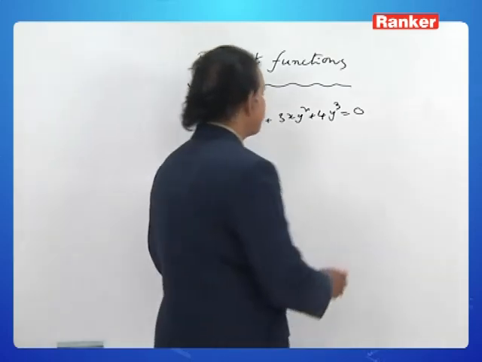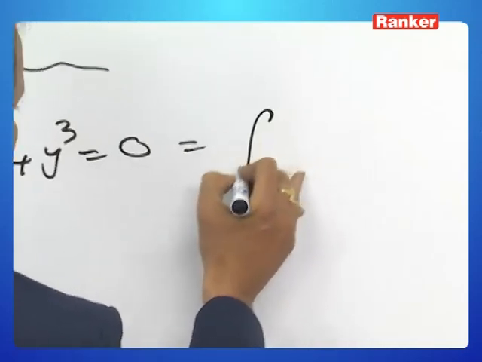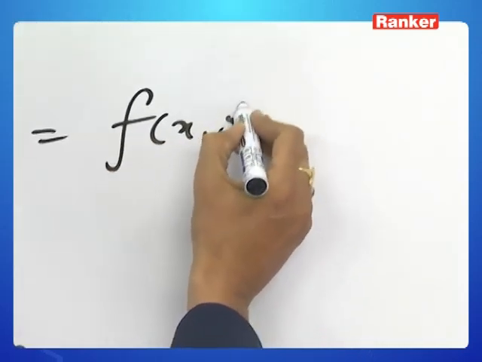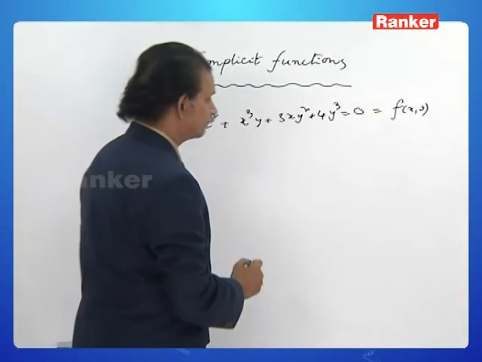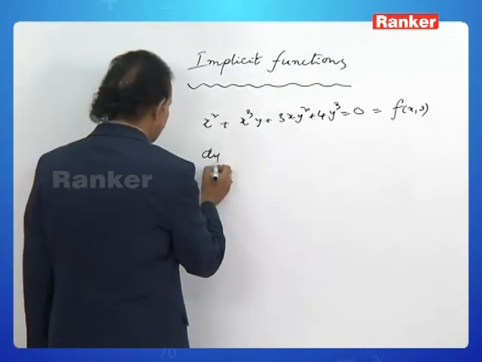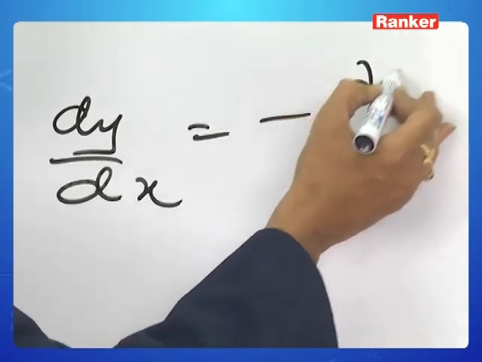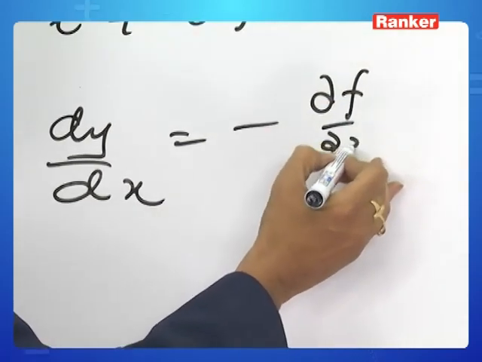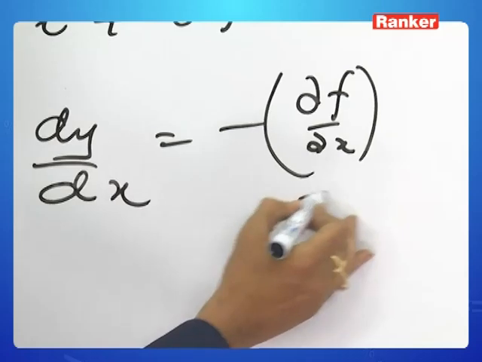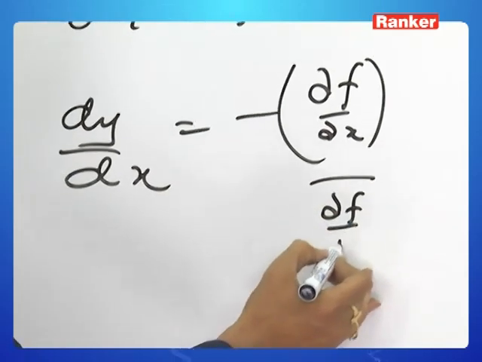You see, let me call this f of xy. It has been given that dy by dx is equal to minus dou f by dou x divided by dou f by dou y.